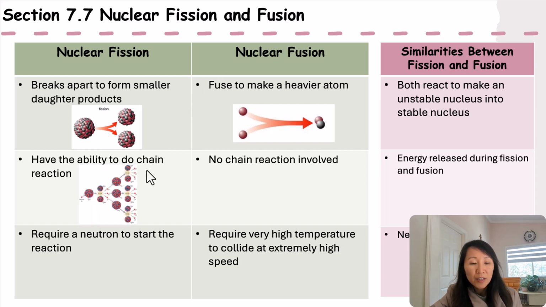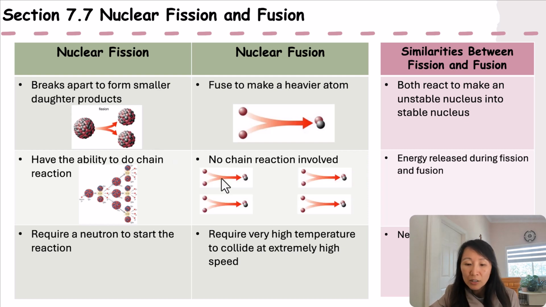On the fission side, there is the ability to do a chain reaction, because the output product is a neutron that could also eject and cause the next particle to go into splitting. In nuclear fusion, however, no chain reaction occurs. It's just two fusing together as one, and that's it. Yes, a neutron does come out, but that's not the initiation that causes fusion to occur.